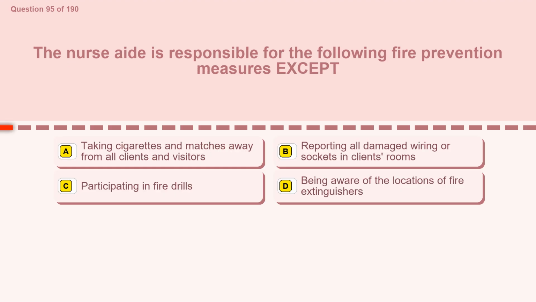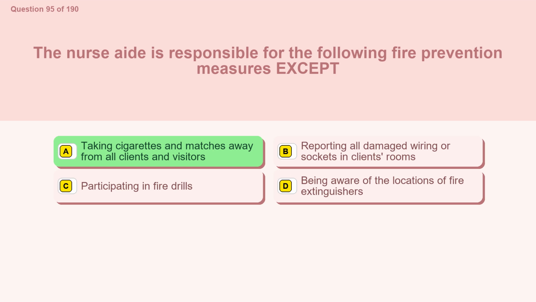Question 95. The nurse aide is responsible for the following fire prevention measures except: Option A, taking cigarettes and matches away from all clients and visitors. Option B, reporting all damaged wiring or sockets in clients' rooms. Option C, participating in fire drills. Option D, being aware of the locations of fire extinguishers.